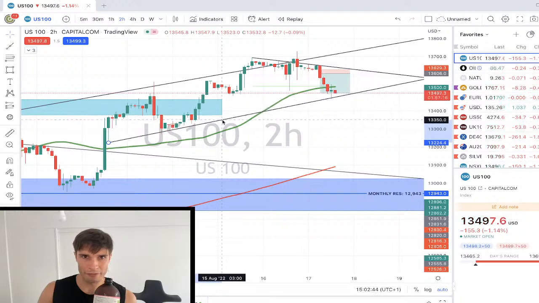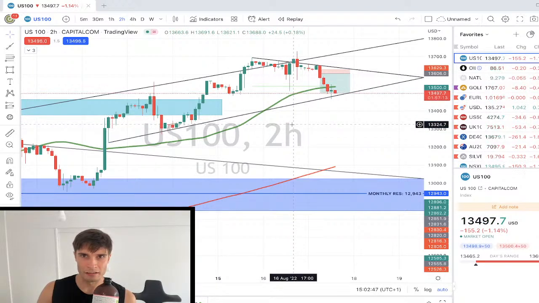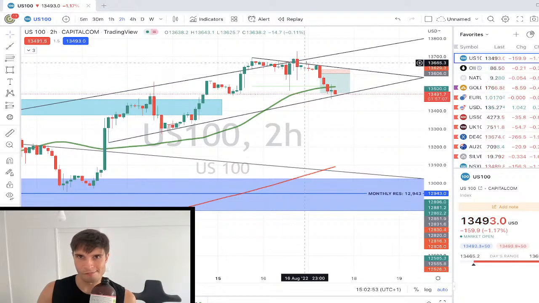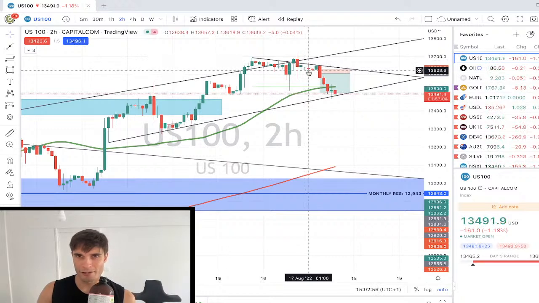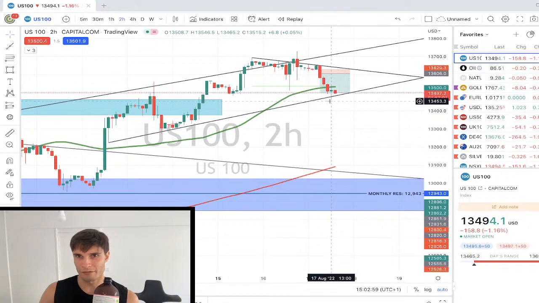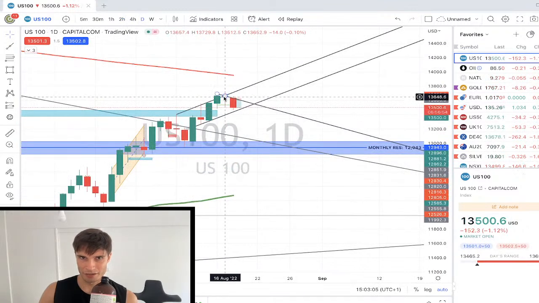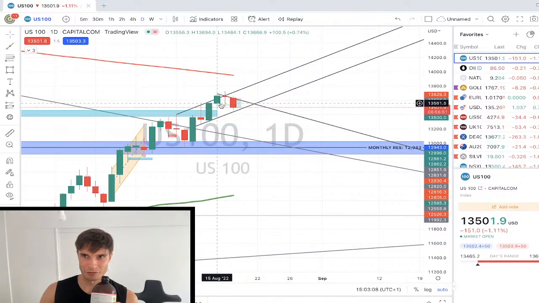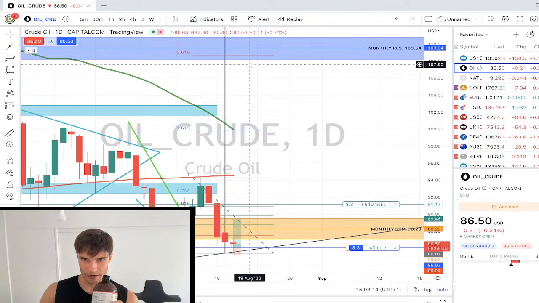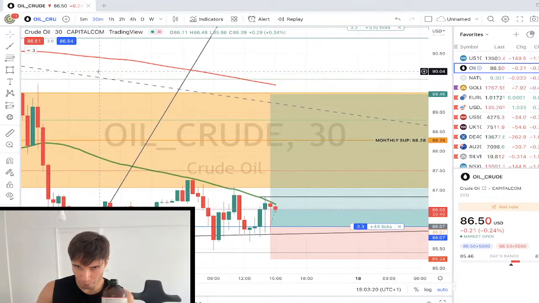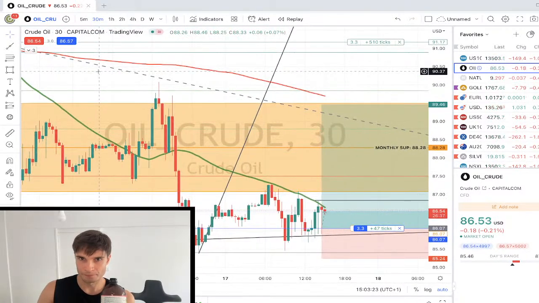Yeah, from this level here, we could see a pump up. But I'm still bearish for now. I'd say 13,400. If you look on the daily, yesterday we printed a doji. This could be seen as a reversal. So I'm gonna stick with the oil trade. Oil trade should be decent.